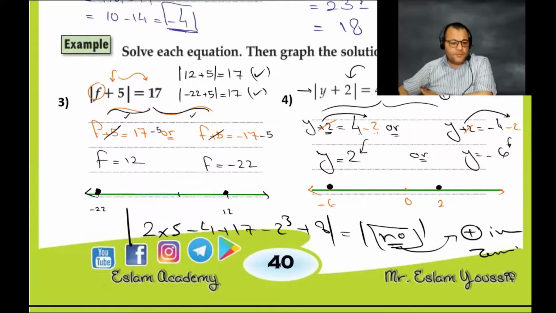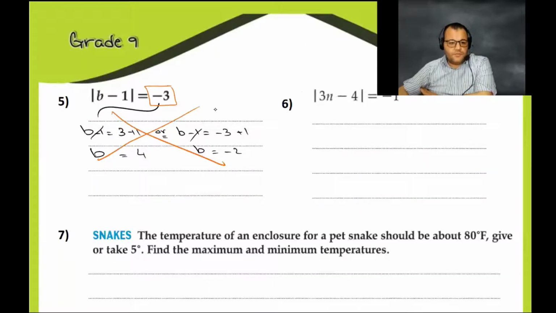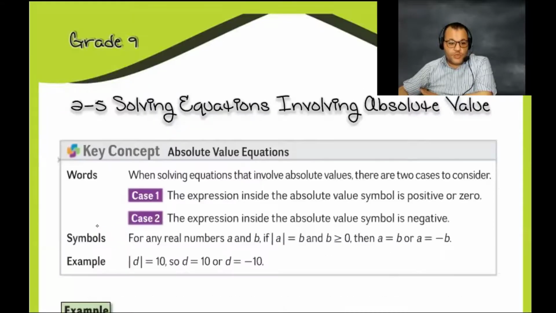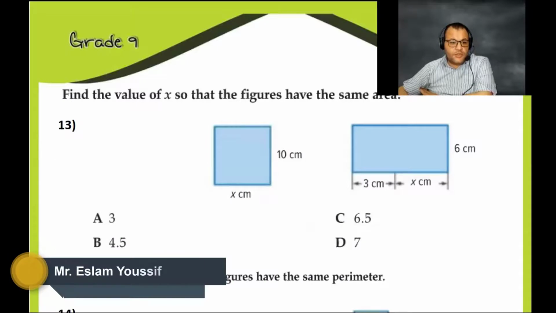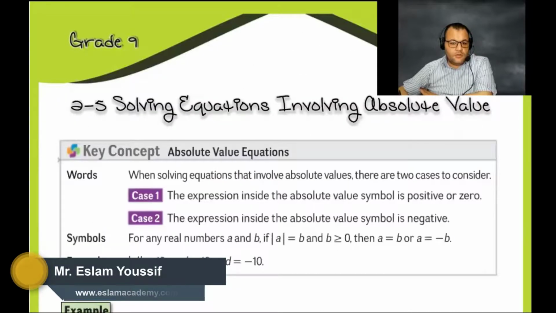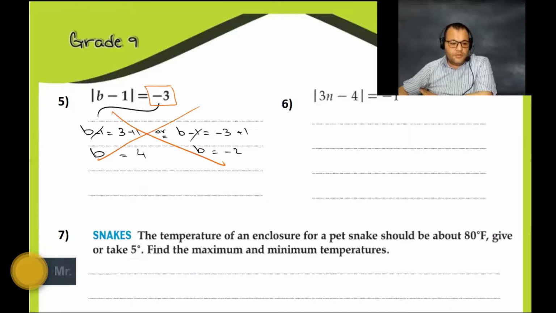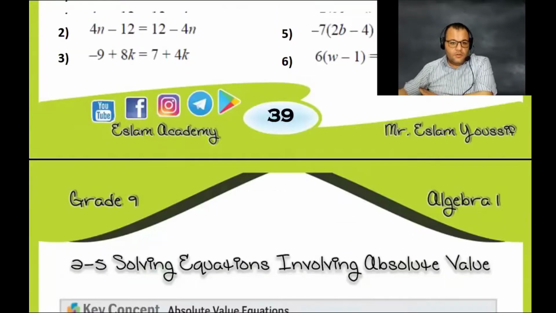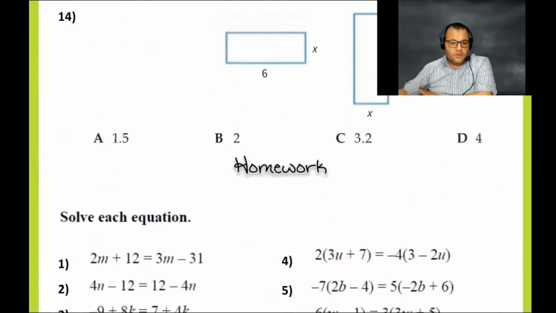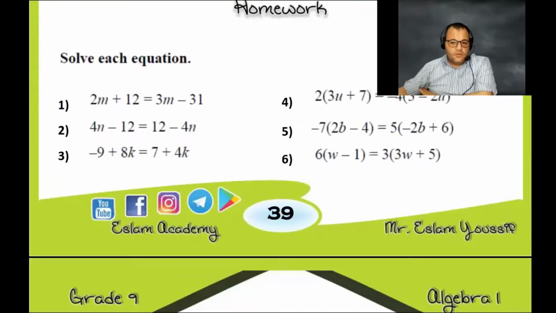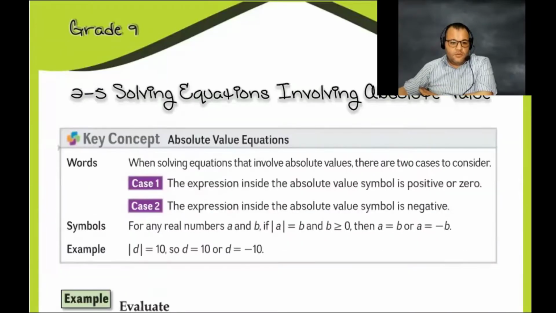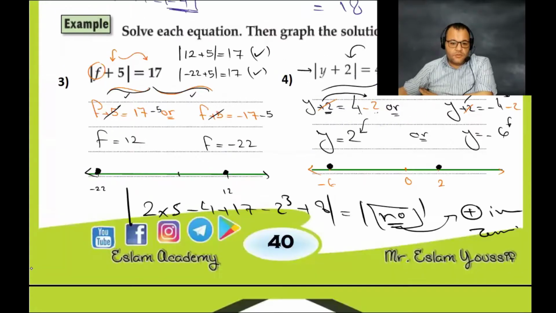For 3 and 4, shouldn't we graph it differently? They both need to be the same amount from 0, right? Which one is the same amount from 0? This one? Yes, this one, 3 and 4.